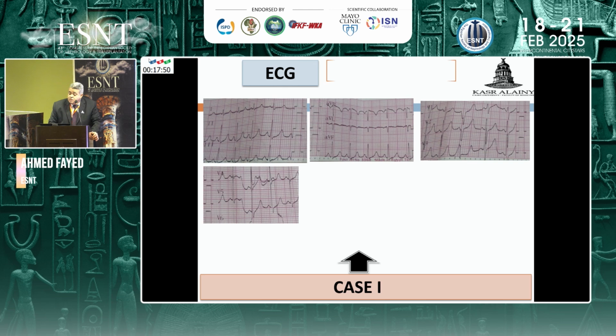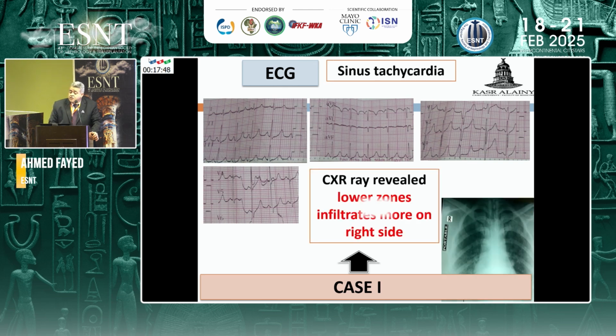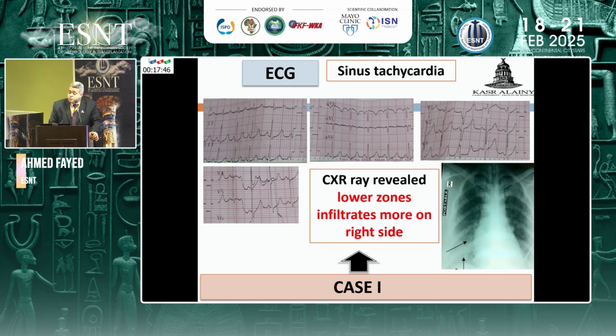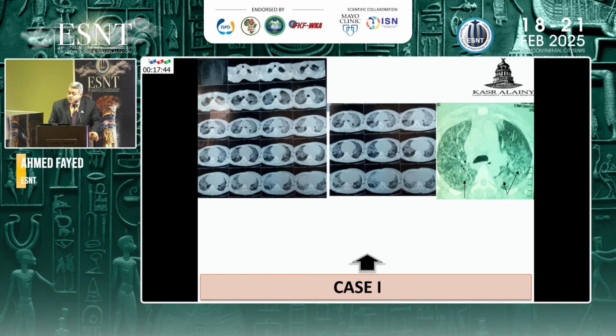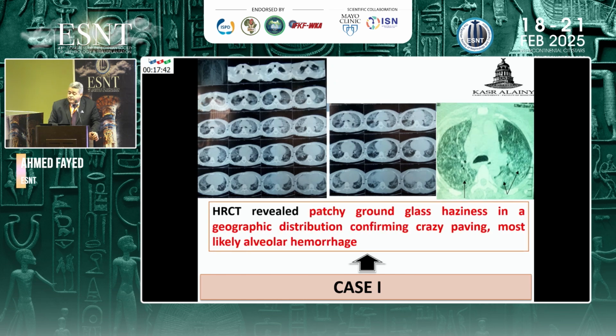This is the ECG, which shows sinus tachycardia. This is the initial chest X-ray, which shows lower lung zone infiltrate, more on the right side. And the high resolution CT, as you see, shows ground glass opacification in a geographic distribution, confirming the crazy-paving appearance, which is likely intra-alveolar hemorrhage. And SARS-CoV-2 testing was done on a throat swab, which is negative.